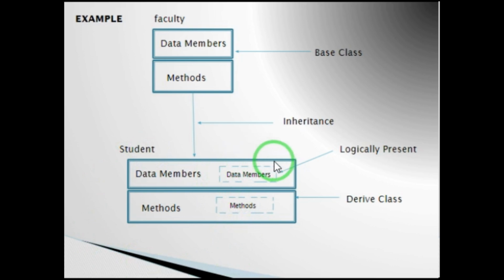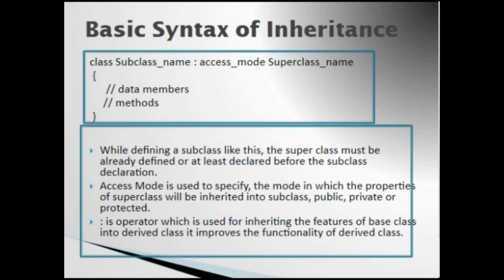So this dotted line shows that these data members are defined and declared in the faculty class, but they are available in the student class. These methods are also declared and defined in the faculty class and available in the student class. So this is logically present. These dotted data members and dotted methods are logically present in the student class, but they actually exist in the faculty class. So this is the use of inheritance.